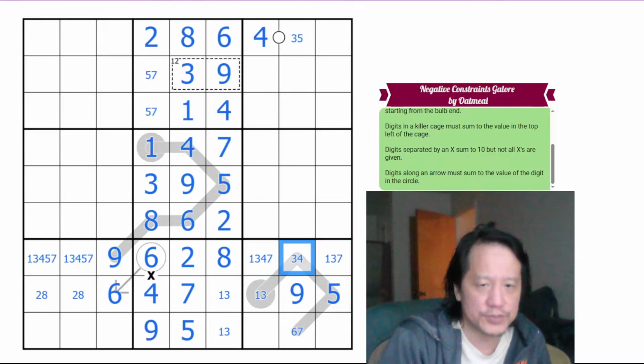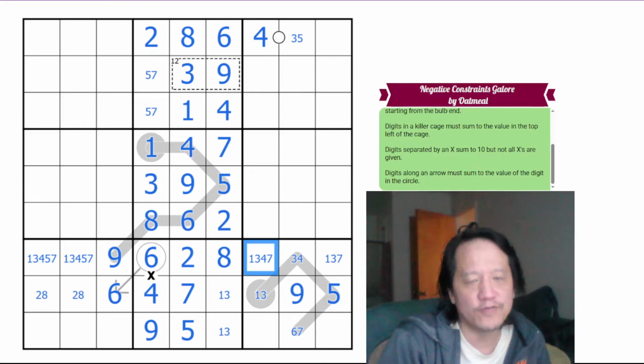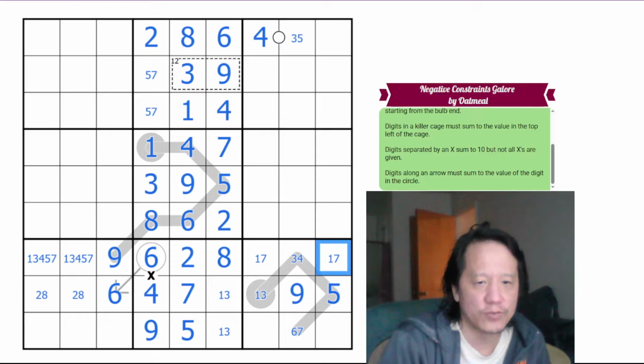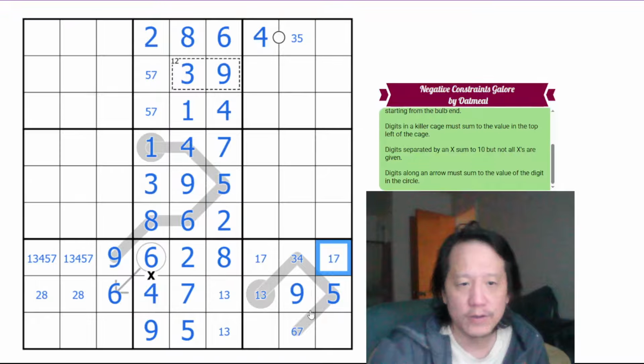If this was 3 or 4 here, okay, so this can't be 1 or 3. This could be 1 or 3. This can't be 3 or 4 because if this was 3, that would force this to be 4, and they would be consecutive. So this is 1 or 7, and this is 1, cannot be 3. So this is a 1, 7 pair, which eliminates 1 and 7 in the rest of the row.